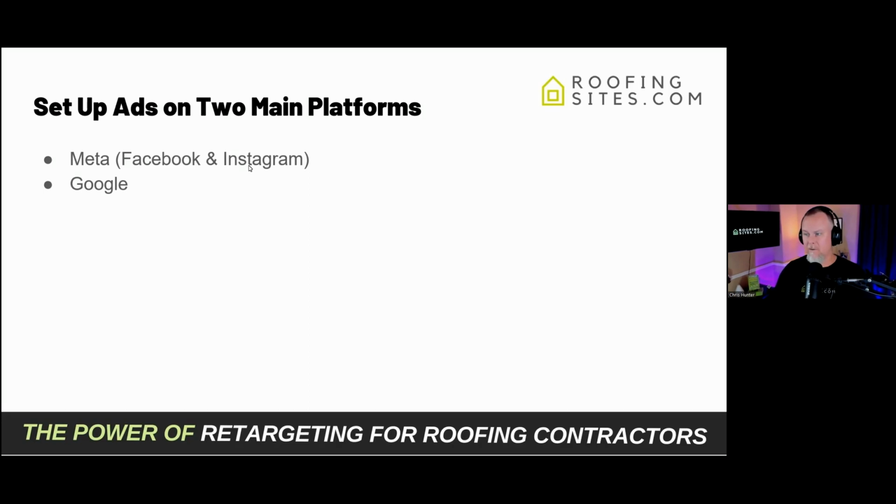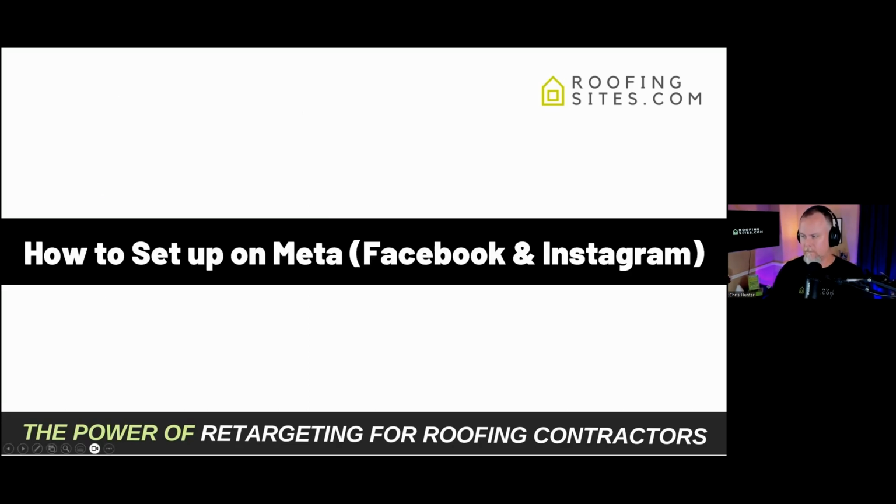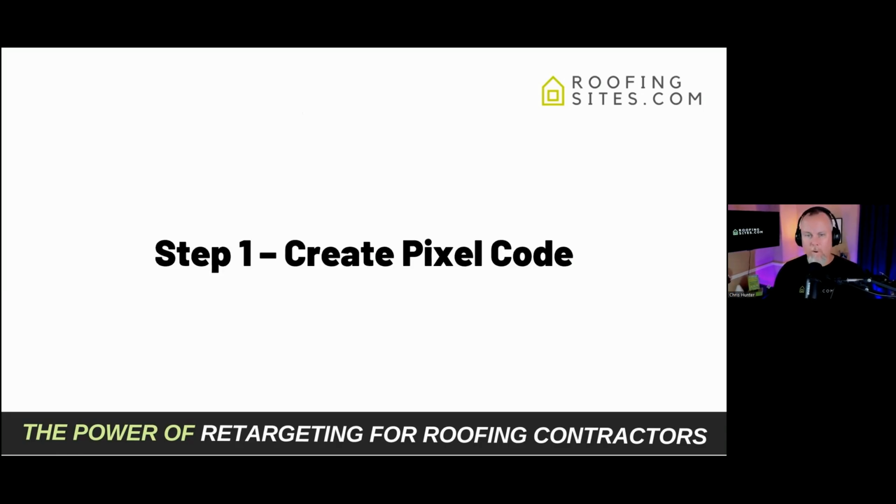All right. So let's talk first about how to set these ads up on Meta, which is, of course, Facebook and Instagram. Step number one, you've got to create your pixel code. What is a pixel code? It's just this code that you're given that you put into your website. That's at its basic level. That is exactly what it is.